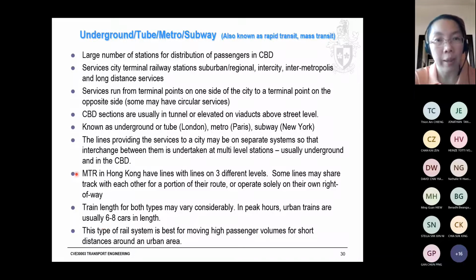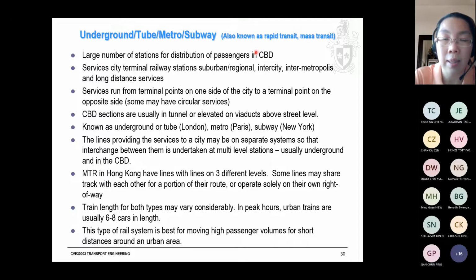So first off, we have underground or tube or metro or subway. Different places use different names to describe this rapid transit or mass transit. I think some places they use tube, some places they use metro. All right. Large number of stations for distribution of passengers in the CBD.